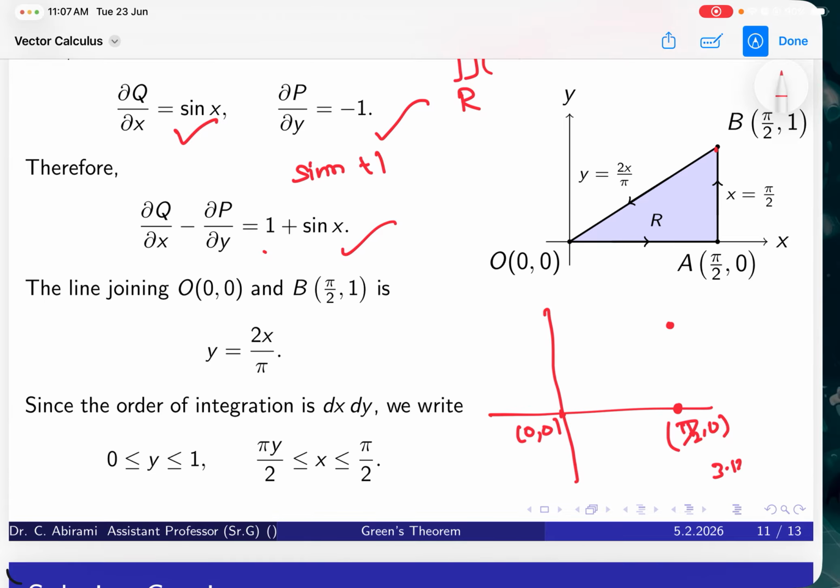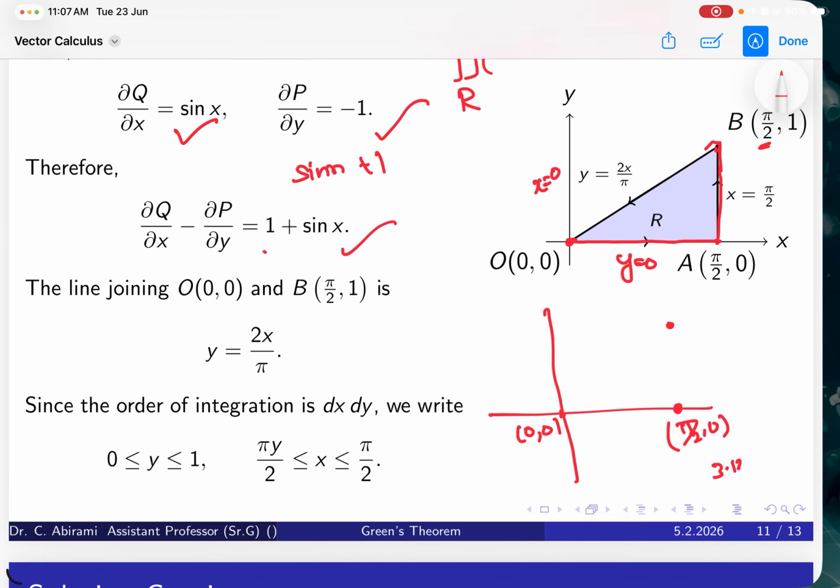Now here C is taken in the anti-clockwise direction. So anti-clockwise means we can consider this along OA, AB and BO. So how do you write this equation? This is y is equal to 0. And this is parallel to the y-axis. The equation of the y-axis is x is equal to 0, so it is parallel to the y-axis. What is the value of x in this? x is equal to pi by 2.